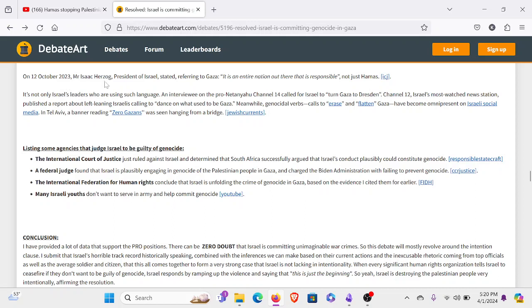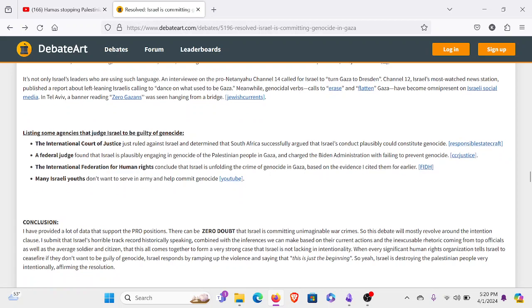On October 12, 2023, Mr. Isaac Herzog, President of Israel, stated, referring to Gaza, it's an entire nation out there that is responsible, not just Hamas.